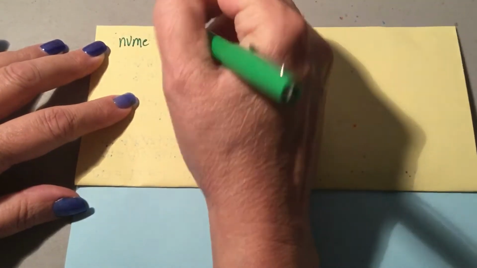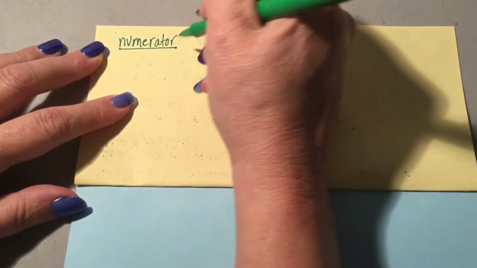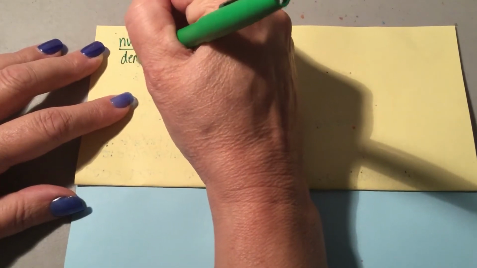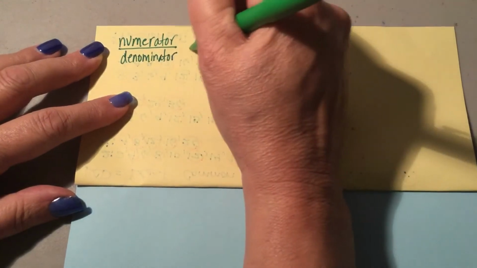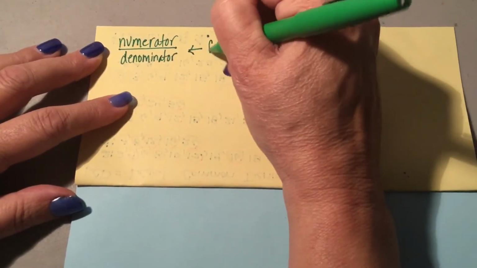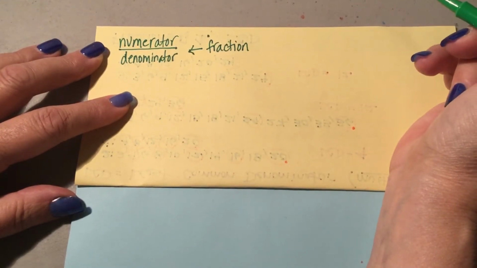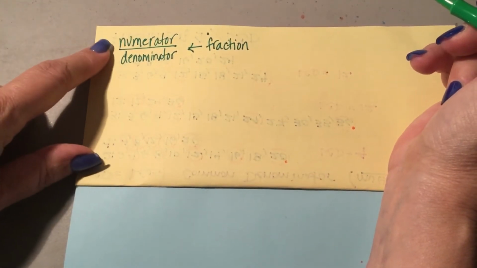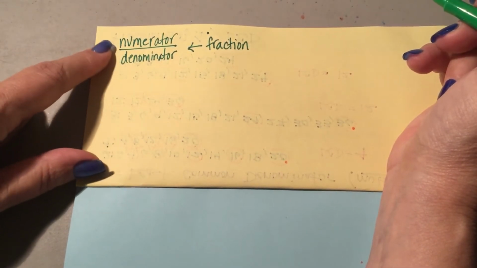We have a fraction, and a fraction is going to have a numerator, which is the number on top, and the denominator, which is the number on the bottom. This is what makes up a fraction. Okay, so we're not going to be calling this number on the top, number on the bottom. We really have to get used to these words, okay?